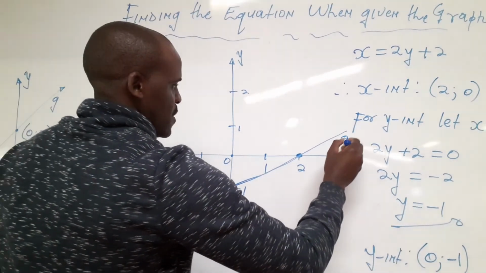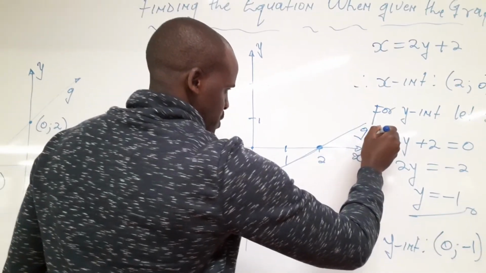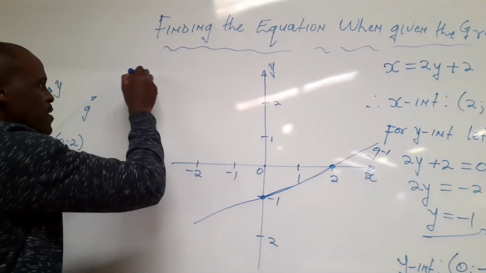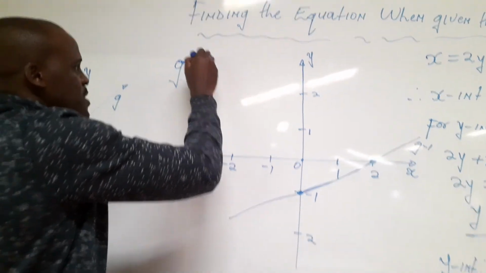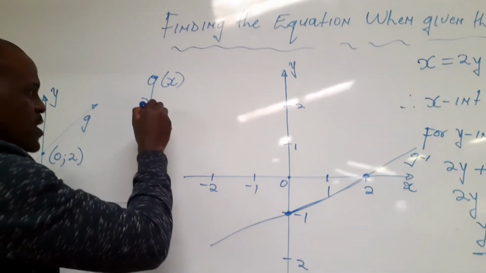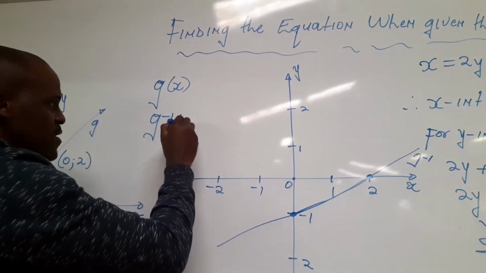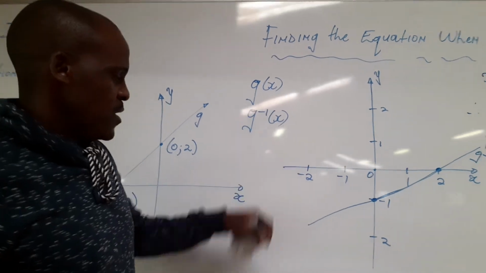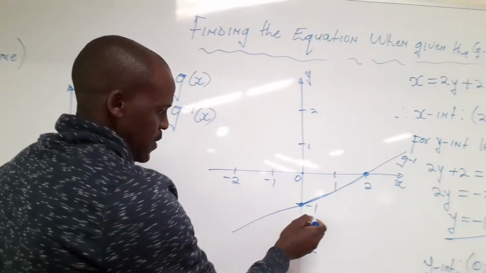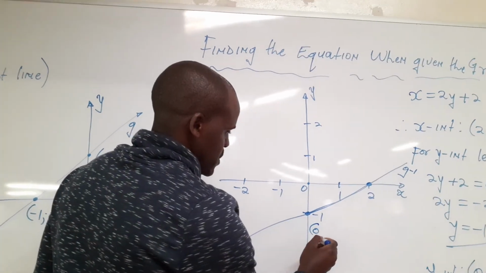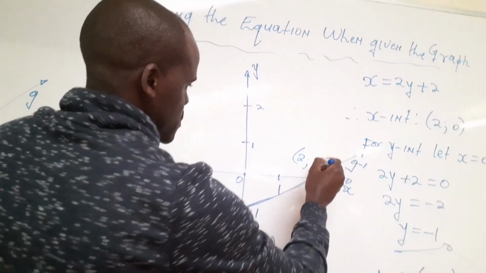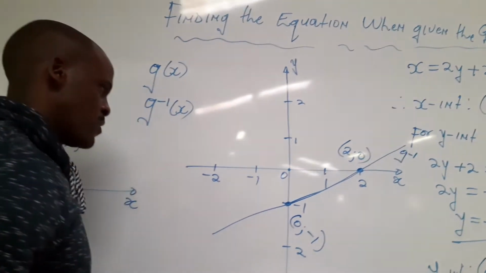Right, that's the inverse. To indicate that it's the inverse, you need that sign. If it's g at x, the inverse will be like that. That's the sign that indicates the inverse. We've got this point, which is (0, negative 1). Here we have (2, 0).